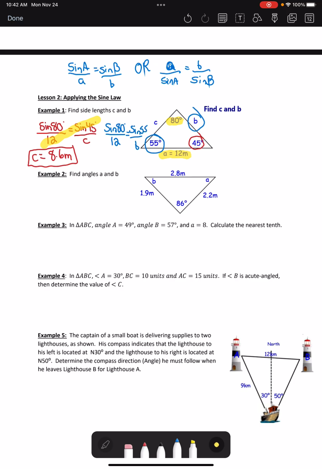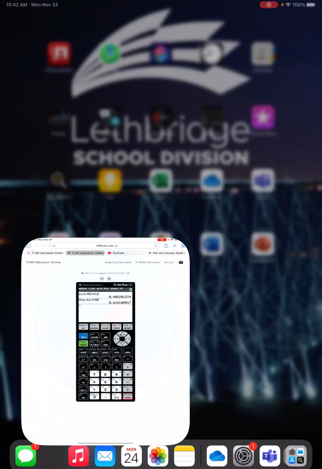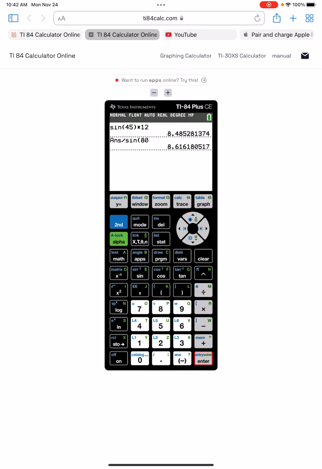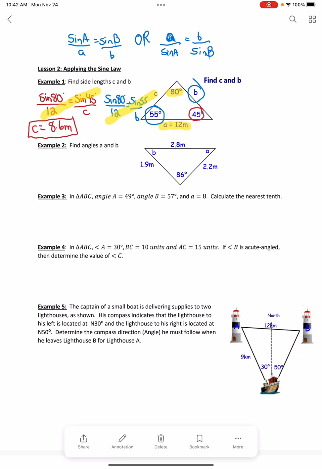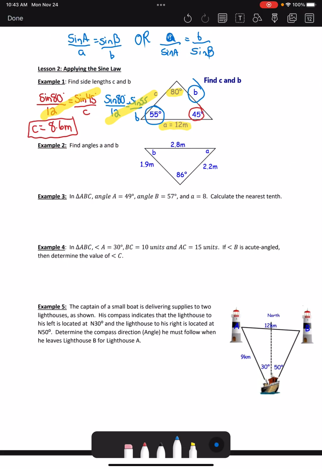And then I'm going to cross multiply and divide again. So when I type this in my calculator, I have sine 55, close my bracket, times 12, enter, divided by sine 80, enter. And then I get 9.98. If we wanted to round to the nearest tenth, that would actually round us up to 10.0. So then B is 10.0 meters.